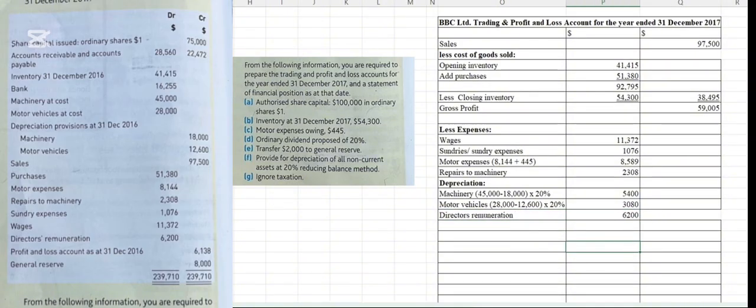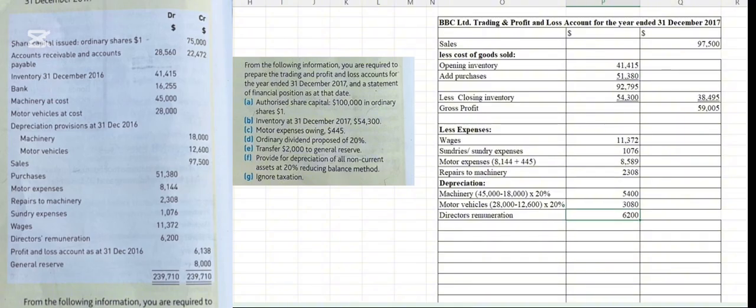Now let's just scan through to see if we have any additional expenses to record. We did motor expenses, repairs to machinery, sundry. We did wages, director's remuneration. We did depreciation for machinery and motor vehicle with consideration of the reducing balance method. We added the motor expenses that is also owing. So all these other transactions would be used in our balance sheet with the exception of one other figure, and you'll see where I put it.